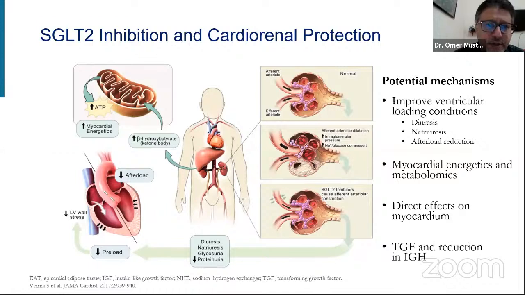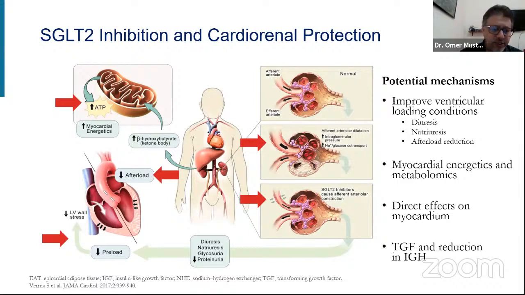So how do SGLT2 inhibition and cardiac protection take place? We've seen improved ventricular loading conditions, that is diuresis, natriuresis, afterload reduction, molecular energetics and metabolomics, a direct effect on the myocardium, and also reduction of insulin-like growth factors and transforming growth factors. So basically, it acts at all the levels you can see. An absolute game changer just now with SGLT2 inhibition.